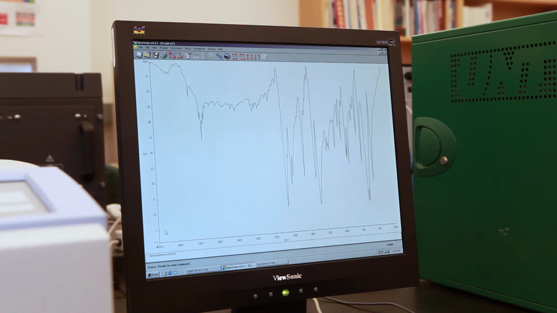Now that we have our spectrum, we can select it, label its peaks, and start analysis. As we can see, we have some aromatic peaks and a carbonyl peak here.